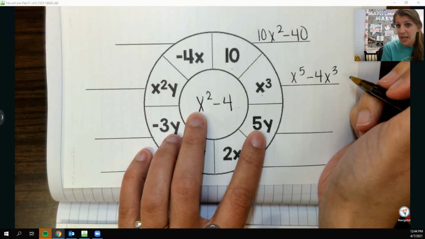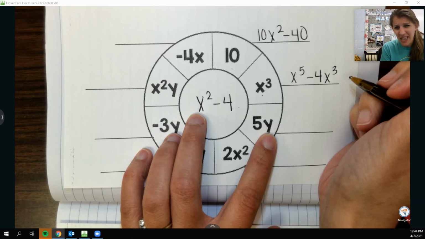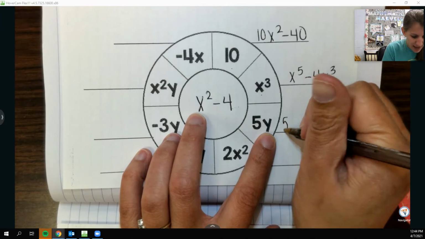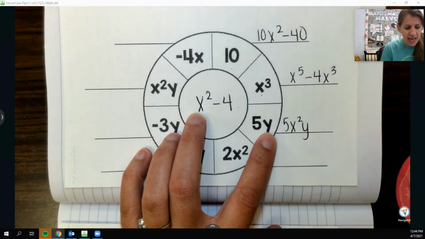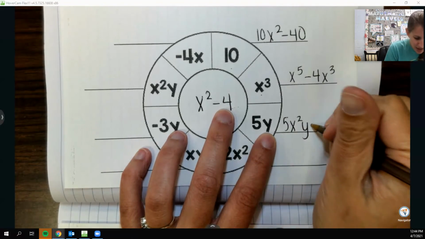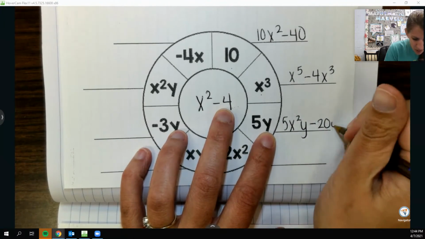Now when I multiply here, we're going to have to multiply numbers and then just stick the letters together because they're not the same letters. So we'll have 5x squared y. And the only reason I rearranged there is because I want it to be alphabetical. And then when I multiply here, it's going to be negative 20y.